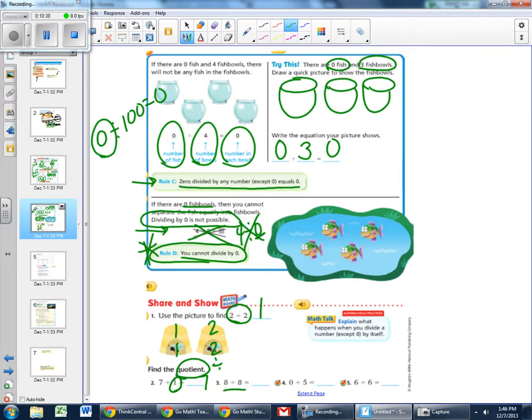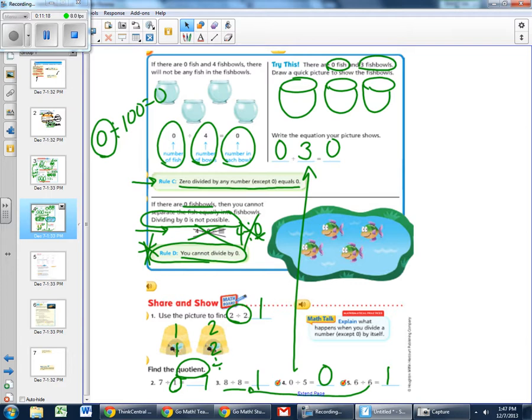Going back to the page before again, 8 divided by 8. If I had 8 fish in 8 fish bowls, how many went into each? Any number divided by itself is 1. And now looking at this page, these should look similar. 0 divided by 5. When your dividend is 0, your quotient is going to be 0. And number 5, same as this one. Any number divided by itself is 1.